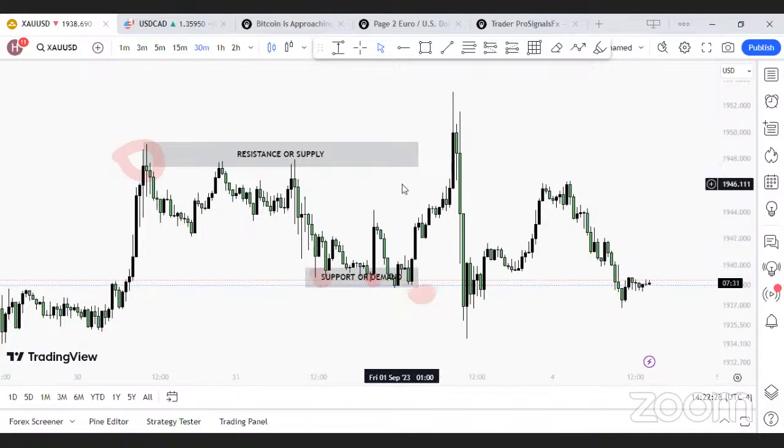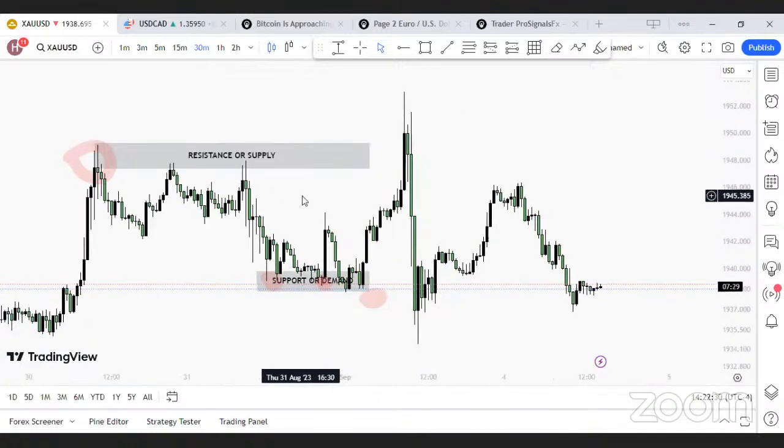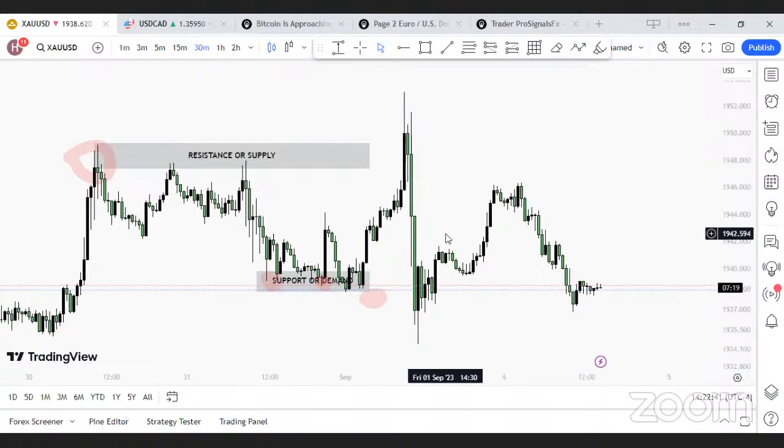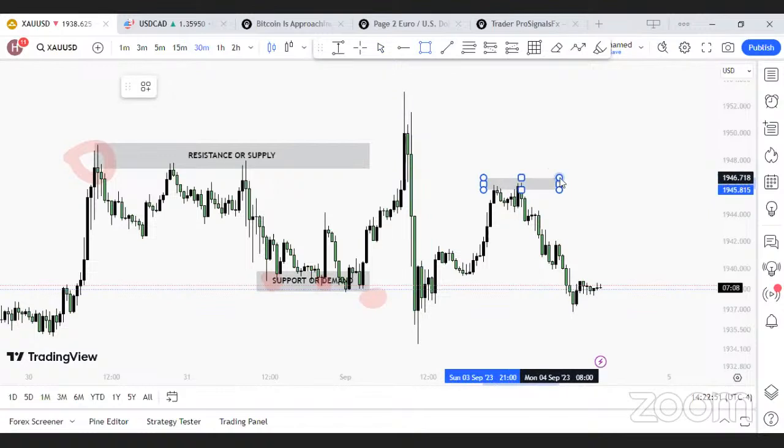Okay, so this is how to identify your support and your resistance. It is very easy, guys. If I ask you to point out a support and resistance zone in this trade right now, how do you do it? It is very easy. You see, we have one, we have two. This is a resistance zone already. Okay, this is a resistance zone. You see, this is a resistance zone.